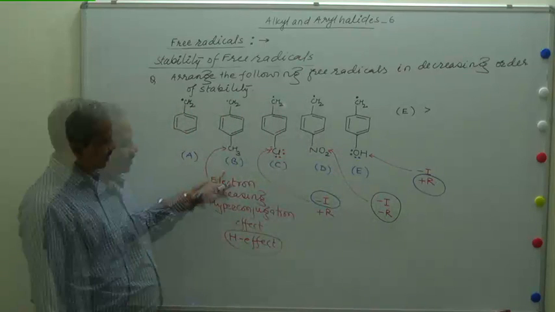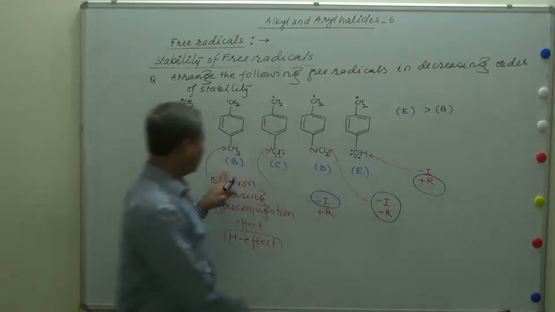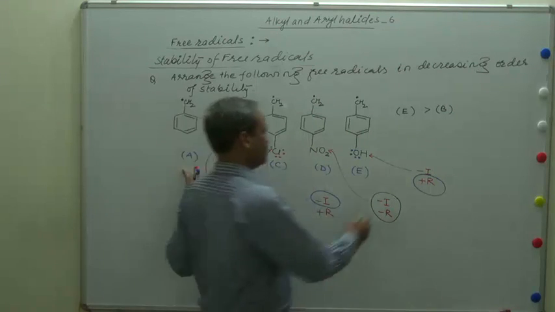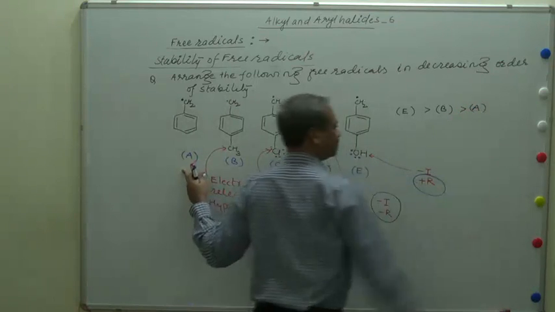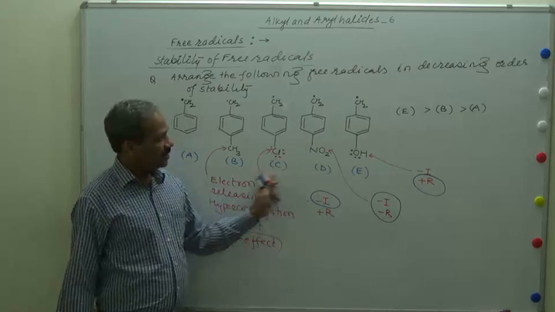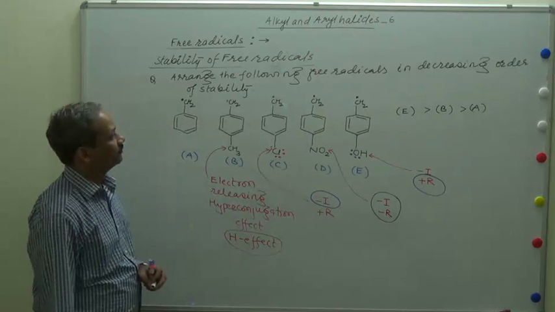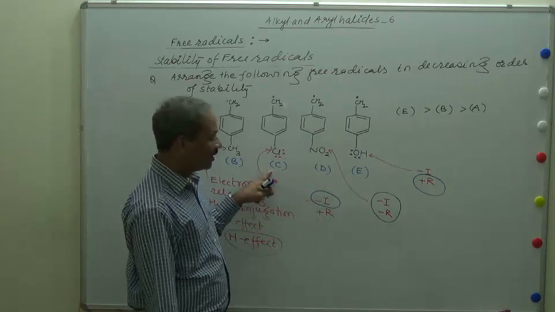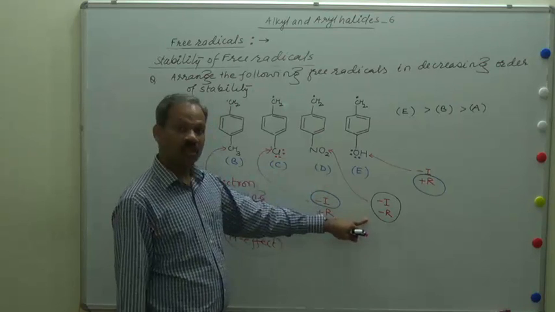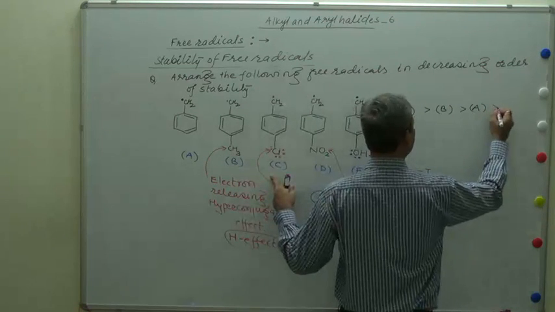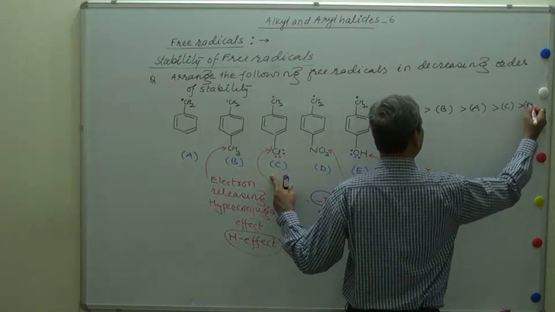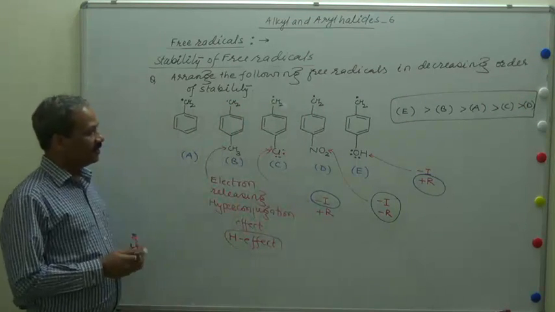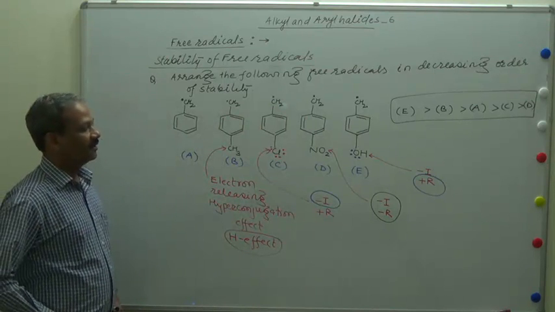After E, it is B, due to the presence of an electron releasing substituent. Here there is no substituent. Here there are electron withdrawing substituents. So free radical A is more stable. Free radicals C and D are comparatively less stable. Out of C and D, the stability of C is more than that of D, because here there is a weak electron withdrawing substituent and here there is a strong electron withdrawing substituent. So this is the answer for this question. E free radical is most stable and D free radical is least stable.